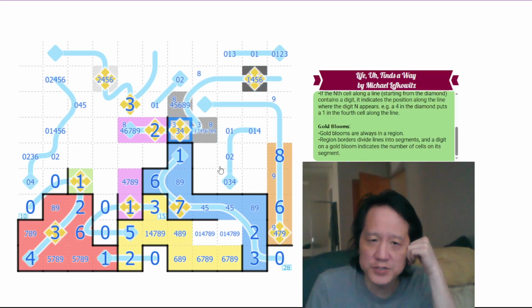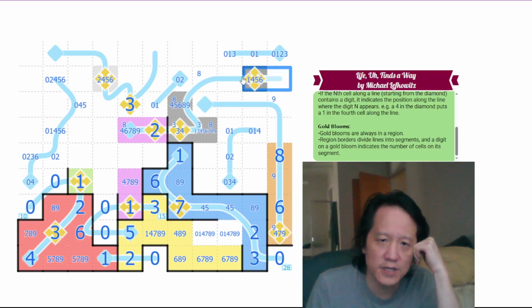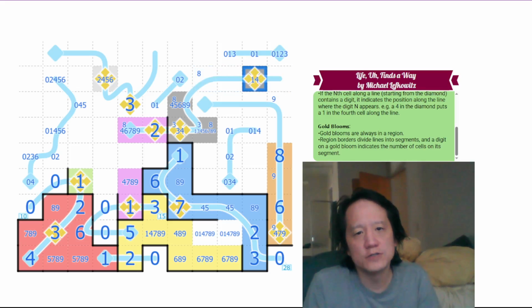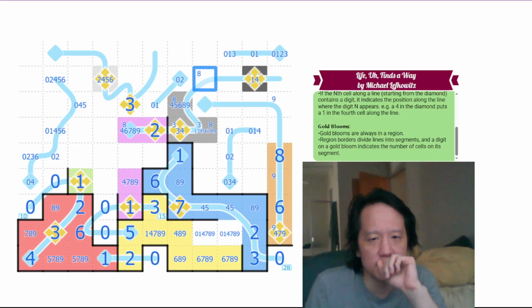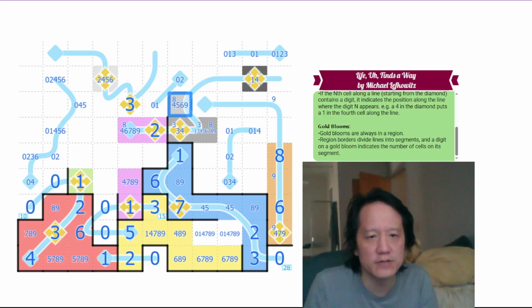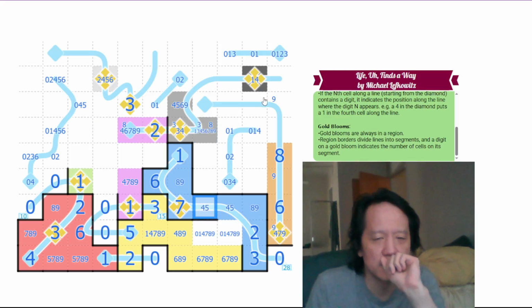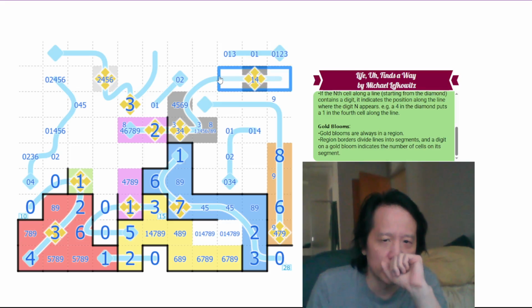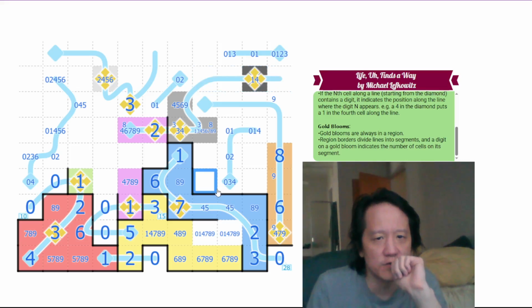Okay, so this is not the same region as this. This cannot be, it could be 1 or 4 here. So this can't be, this is not 8. This can't be 8. So one of these two digits is 8. So this is either 1 in length or 4 in length. We don't know which.